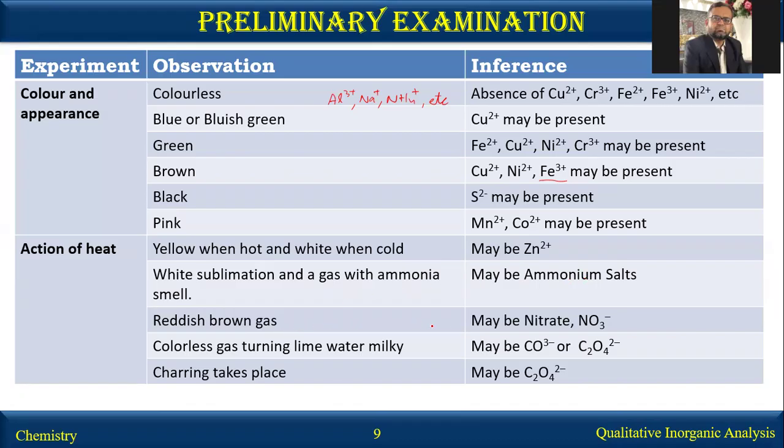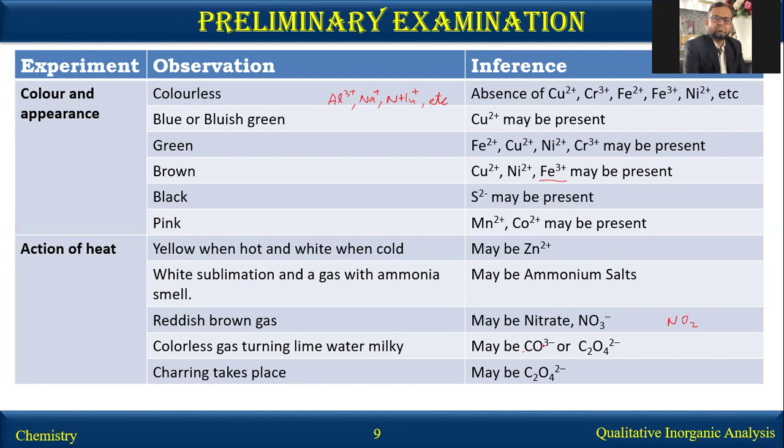If a reddish brown gas is evolved, then there could be nitrate, because nitrate decomposes to produce nitrogen dioxide that is brown in color. If a colorless gas is evolved and turns lime water milky, then there could be oxalate or carbonate ion.